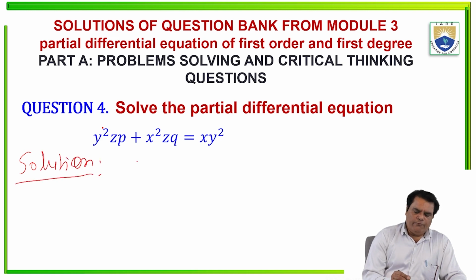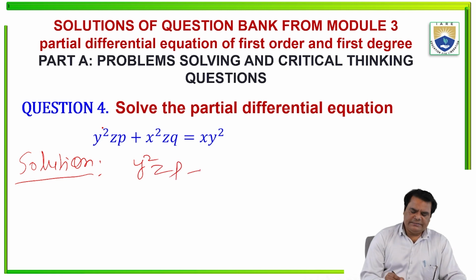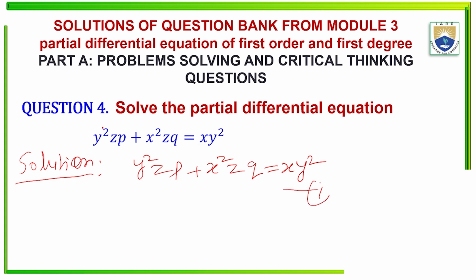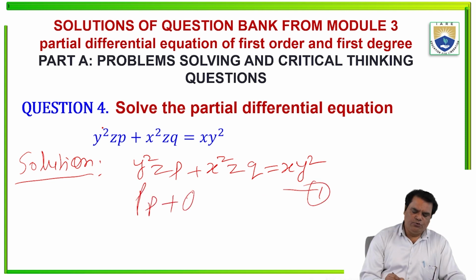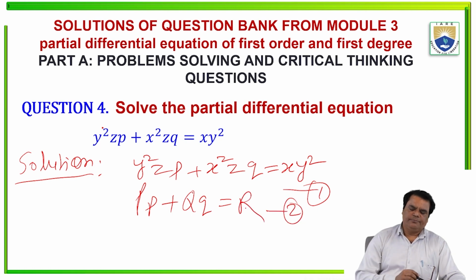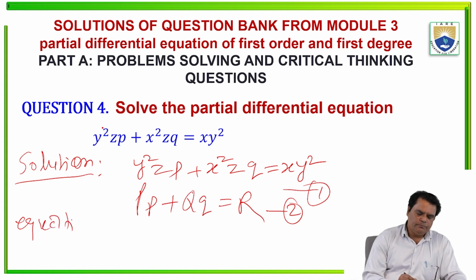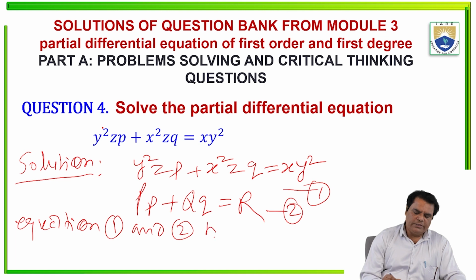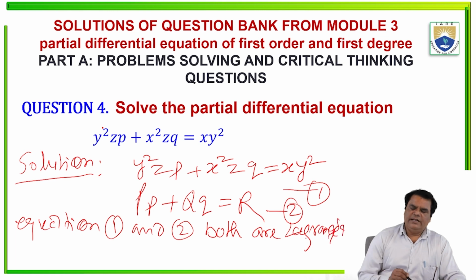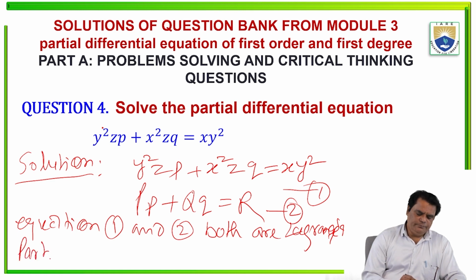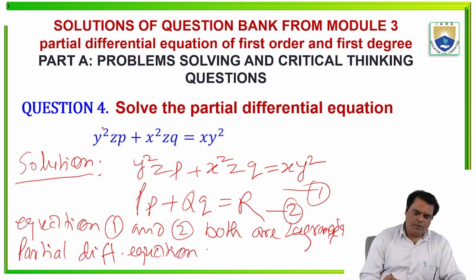Solution: y square z p plus x square z q equals x y square. This is equation 1. Now writing Pp plus Qq equals R, this is equation 2. Equations 1 and 2 both are Lagrange's partial differential equation of first order and first degree.